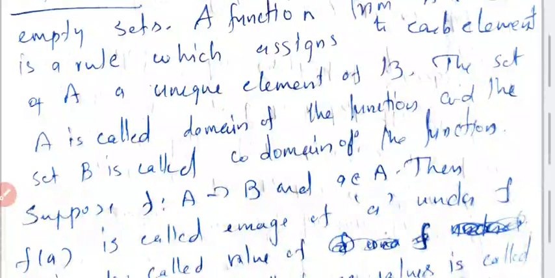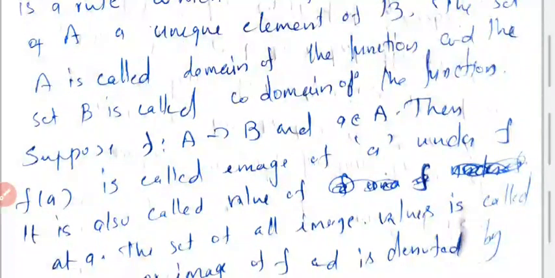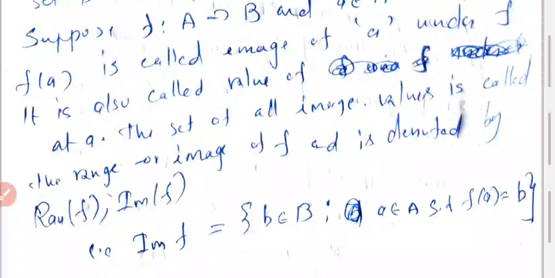Suppose f is a function from A to B and a belongs to A. Then f of a is called the image of a under f, or it is also called the value of f at a. Then for each element in A we have what?